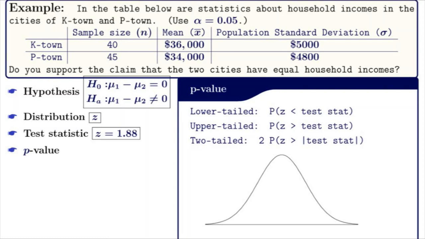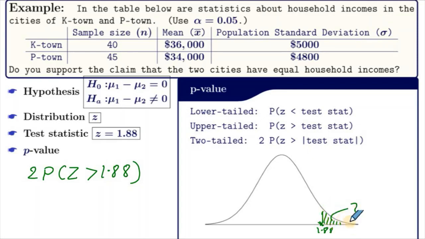Now let's calculate p-value. First, note that it is a two-tailed test since we have a not equal to sign in the alternate hypothesis. So p-value is, let me write that down here. So here p-value is 2 times the probability that Z is greater than 1.88. Now let's label the graph here. So our 1.88 is over here and we are trying to find this area.